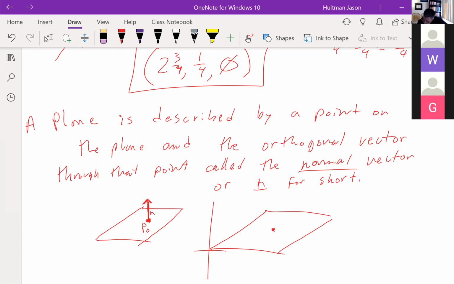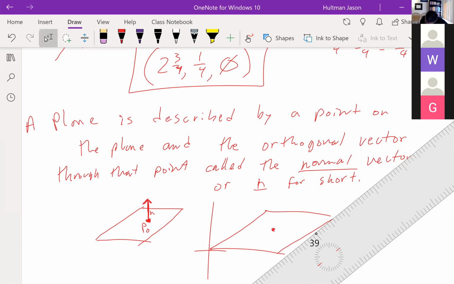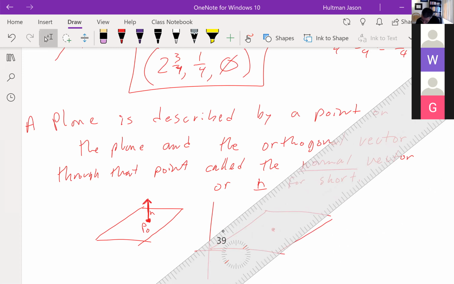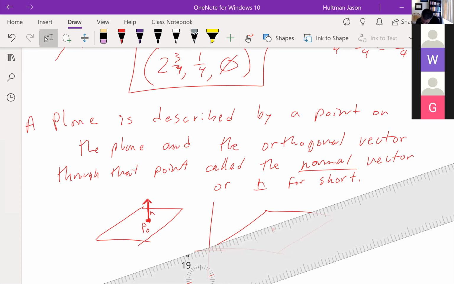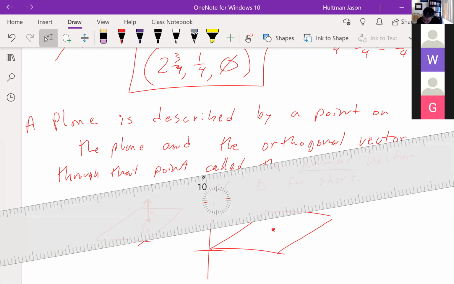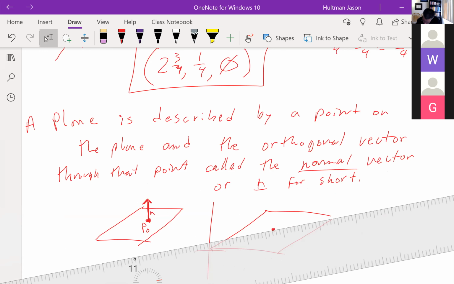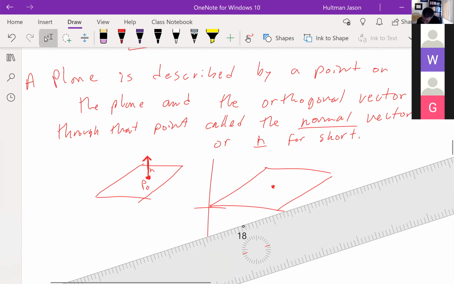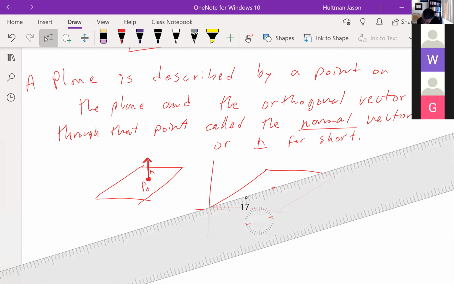If we have a point P naught, then this is going to really suck. Let me get my ruler back out. Come on, move ruler. There we go. Come on. What the heck? Oh, I'm just going to move this up. It doesn't like it when I get to the edges.